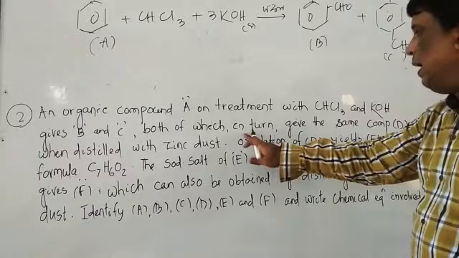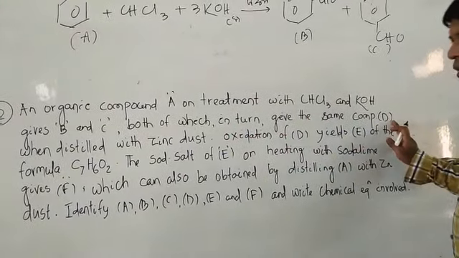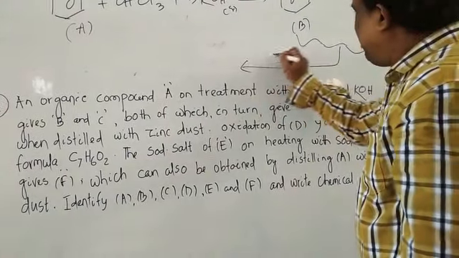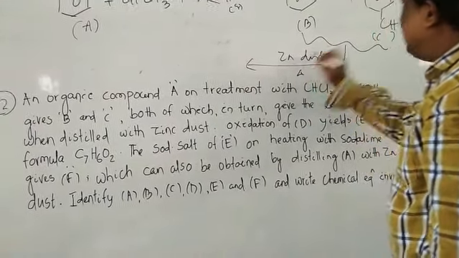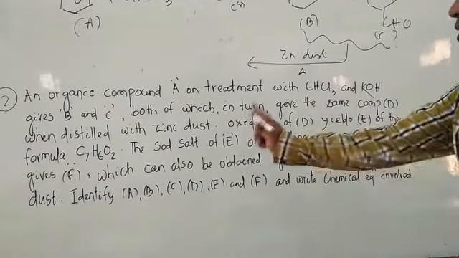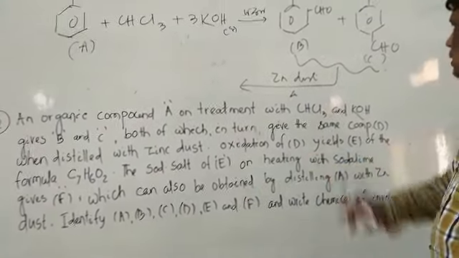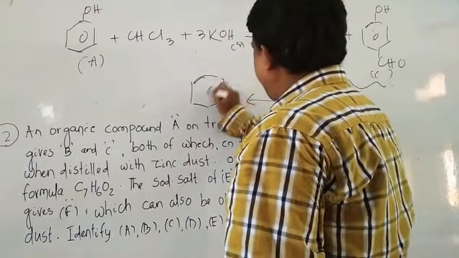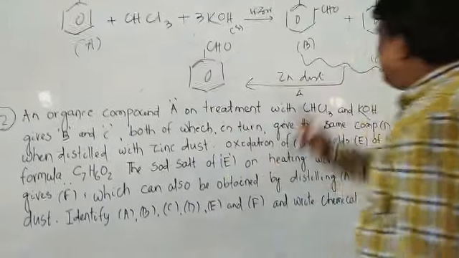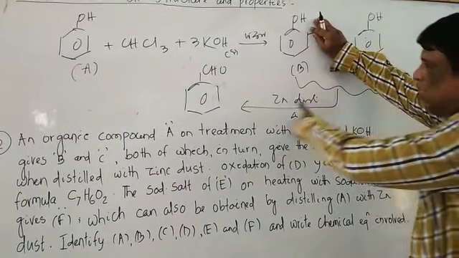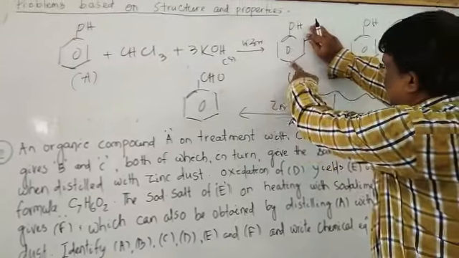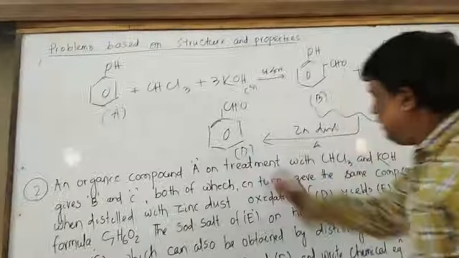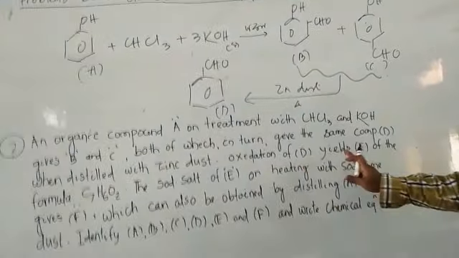Both of which in turn give the same compound D when distilled with zinc dust. When both are heated with zinc dust, what is formed? One compound is formed. So o-hydroxybenzaldehyde when heated with zinc dust gives benzaldehyde, because we know that when phenol is heated with zinc dust, benzene is formed. So phenol turns to benzene, then the CHO group is there, that is benzaldehyde. It is D.